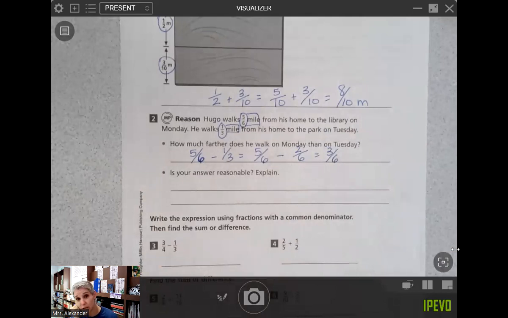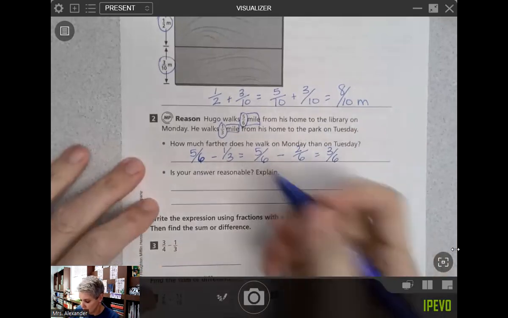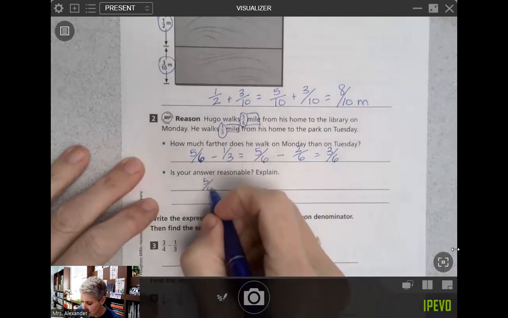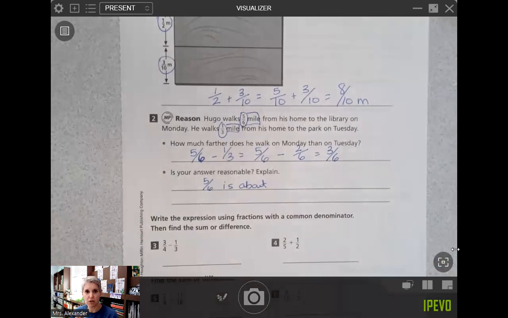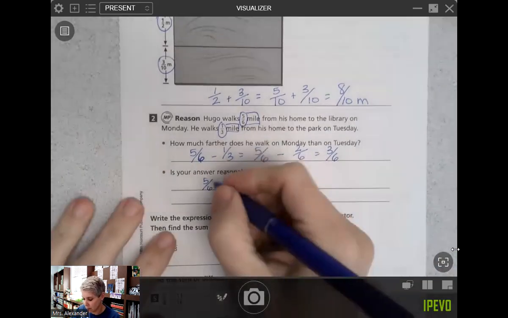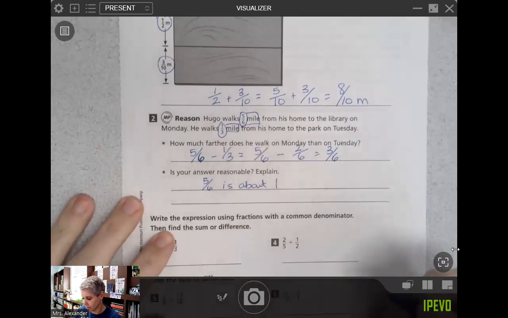Is our answer reasonable? Well, we've talked about reasonableness. We can use benchmarks. Does our answer make sense? So if I have 5/6, it is about, benchmarks, here we go: 0, 1/2, and 1 whole. 5/6 is about 1 whole.